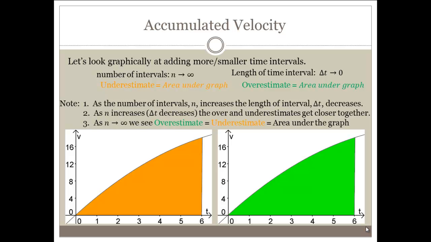So we can conclude that as n goes to infinity, the overestimate and the underestimate both give us the area under the curve. And since the actual distance traveled must be between these two things that are the same, the distance traveled must be the area under the curve.